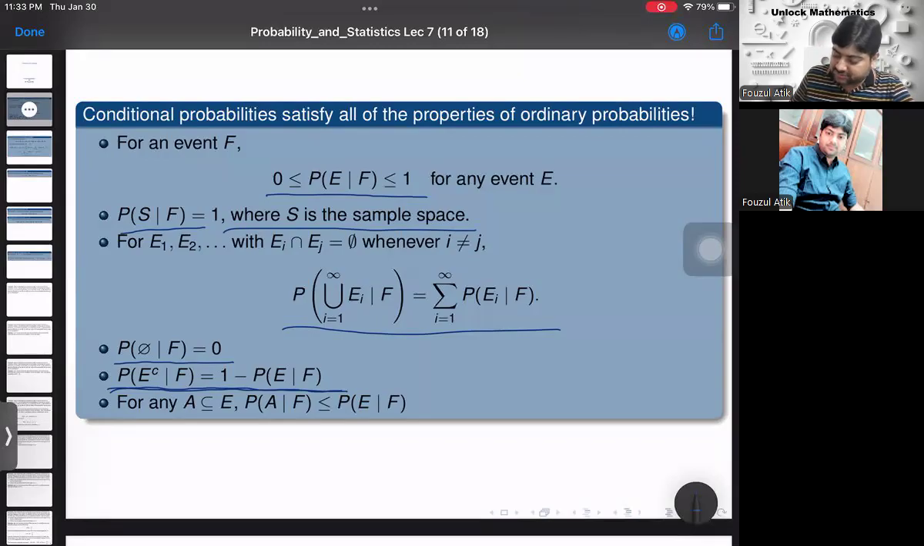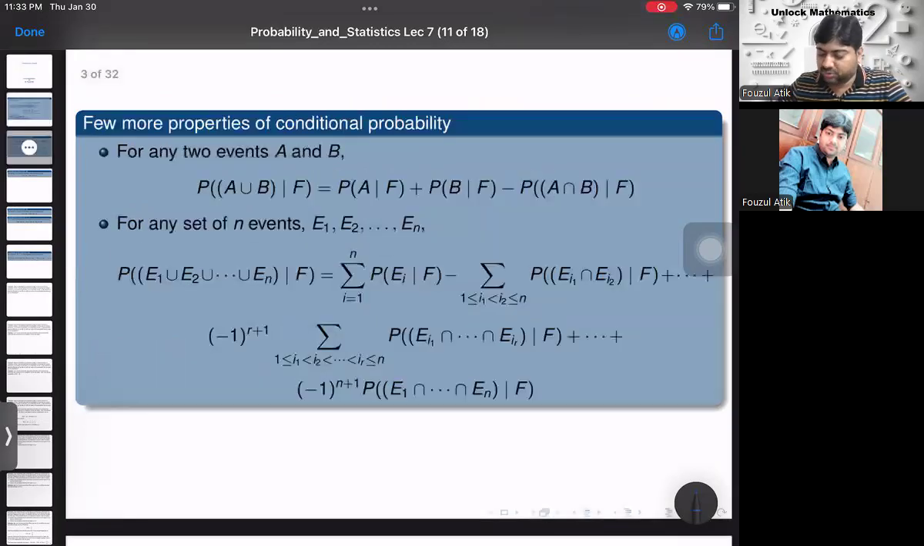Again, if A is a subset of E, then the probability of A given F is less than or equal to the probability of E given F. These are properties we have already seen in ordinary probability, and they will also be satisfied in conditional probability. We have a few more, the union formula, the principle of inclusion exclusion. So the probability of A union B given F is equal to the probability of A given F plus the probability of B given F minus P of A intersection B given F.